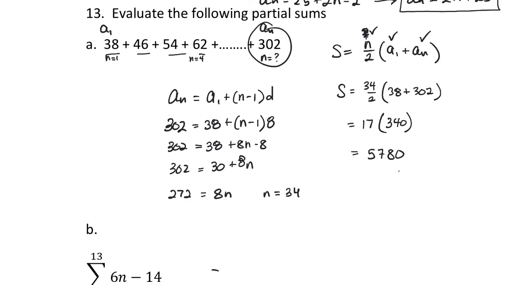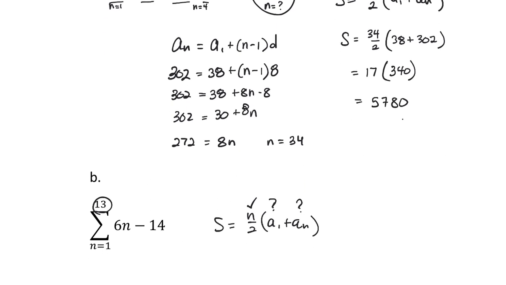So again, the arithmetic partial sum formula applies. Half of n multiplied by the sum of the first term and the last term. Now, n is pretty clear. We know that we're adding 13 terms. What we don't know is the first term here, or the last term, the 13th term. So that means we've got to plug in 1 to find the first term, and then plug in 13 to find the 13th term.